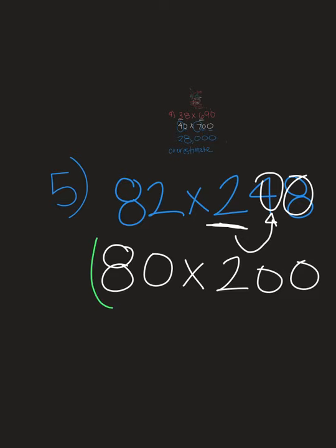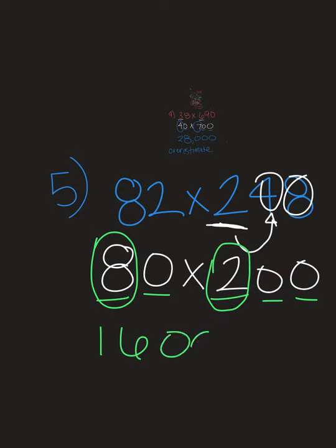Then we can circle our non-zero numbers, which is 8 and 2. So we multiply 8 times 2, that's 16. And then we count our zeros, 1, 2, 3, add them after the number, and then we put our comma for 16,000. I wonder if that counts as an over or underestimate. I don't know. You'll have to figure that out on your own. Okay, so those are 1 through 5.